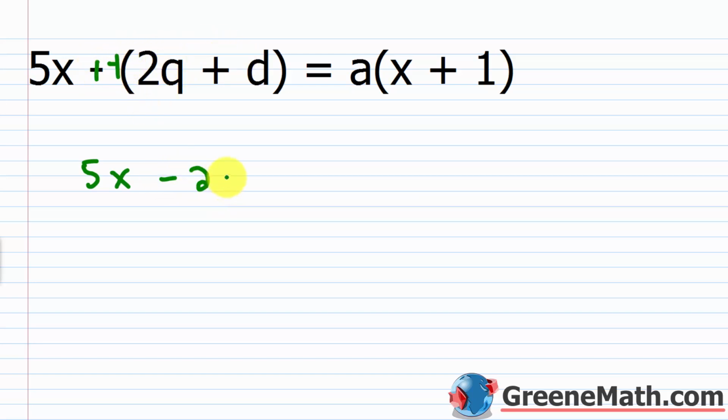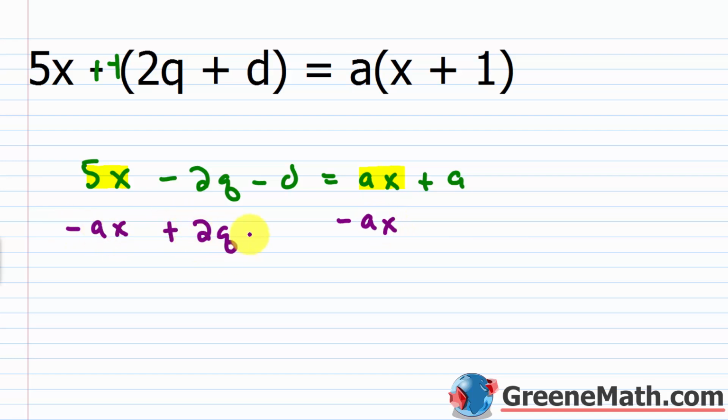So you'd have minus 2q and then minus d. And this equals, the a is going to multiply by each term. So ax and then plus a. Okay. So I want all my, again, terms with an x involved on one side. So let's go ahead and subtract ax away from each side of the equation. And let's add 2q to each side of the equation. And let's add d to each side of the equation.